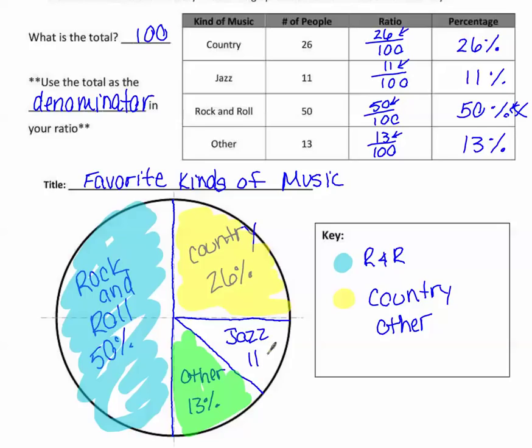And that's 11%. So when you make a circle graph, all you're doing is converting ratios into percentages. And once you turn them into percentages, you can place them on the circle graph in the locations that they belong to.